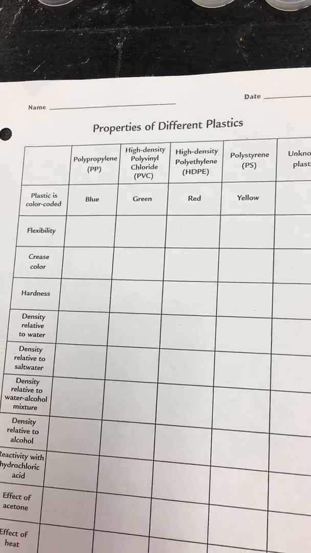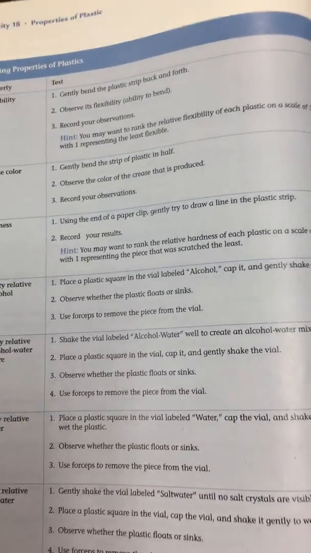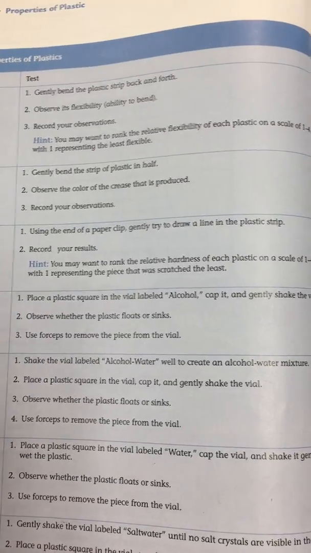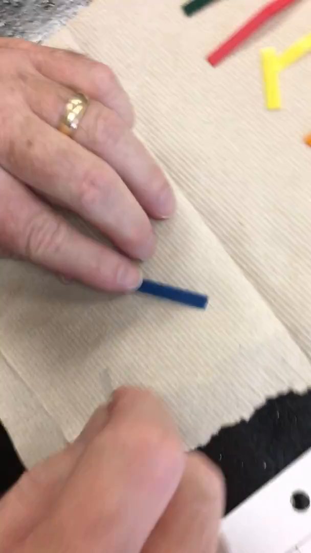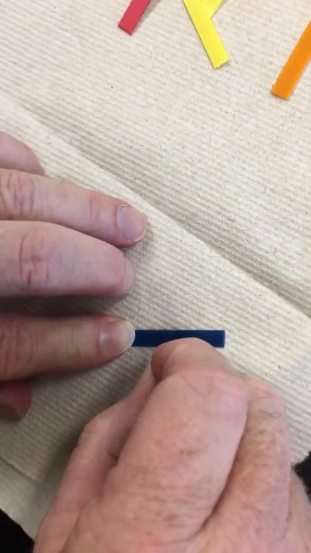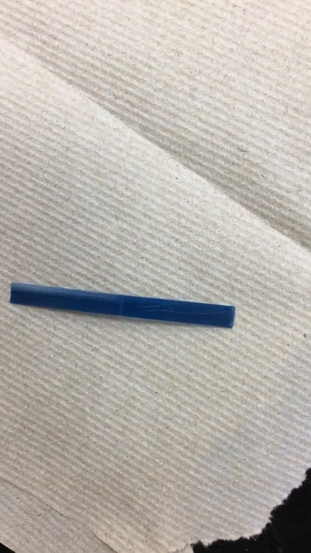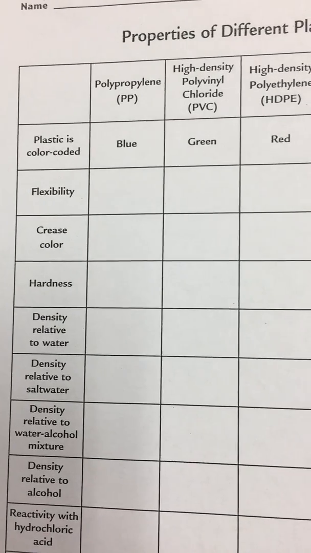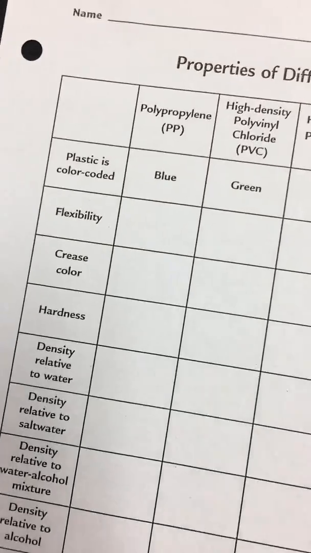Okay, the next thing is we are going to test the hardness with a paper clip. So I'm going to take a paper clip and I'm going to scratch each of the pieces of plastic. So we'll start out with our blue. Give it a nice scratch there. Okay, again, we are doing a 1 to 4 test here, with 1 being the hardest.